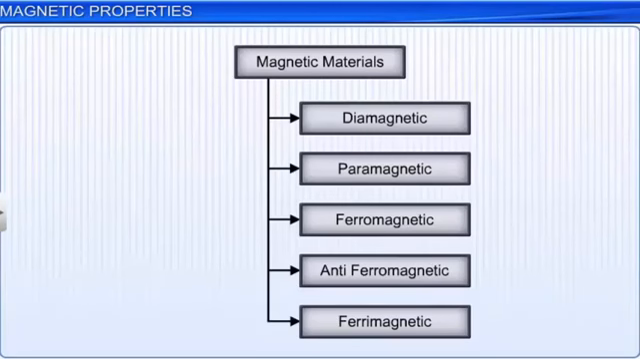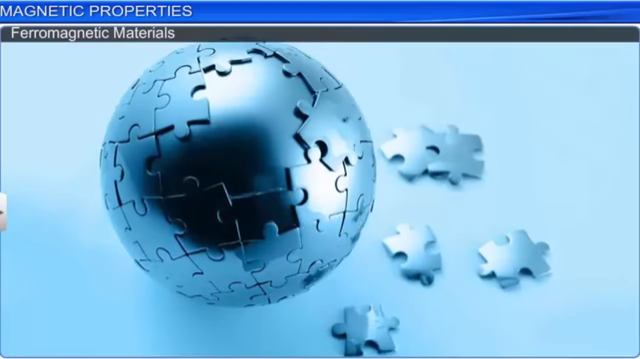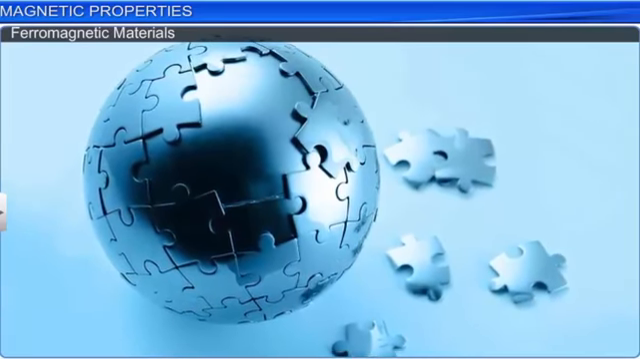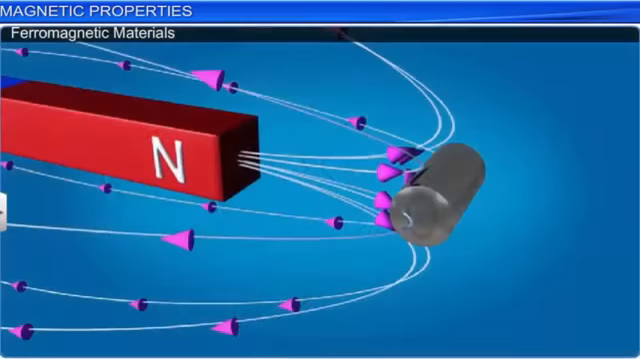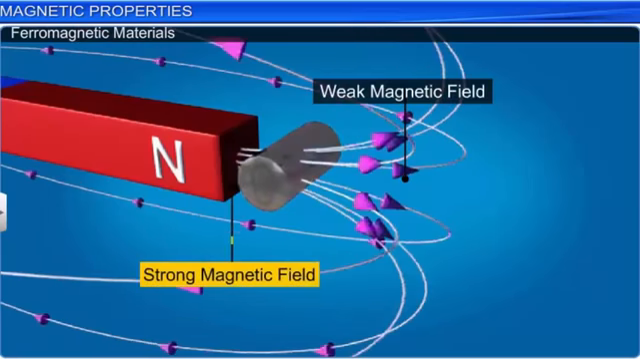Let us now discuss ferromagnetic materials. Ferromagnetic materials are materials that are strongly attracted by magnets. When a bar of ferromagnetic material is placed in a non-uniform external magnetic field, it has a strong tendency to move from a region of weak magnetic field to a region of stronger magnetic field.